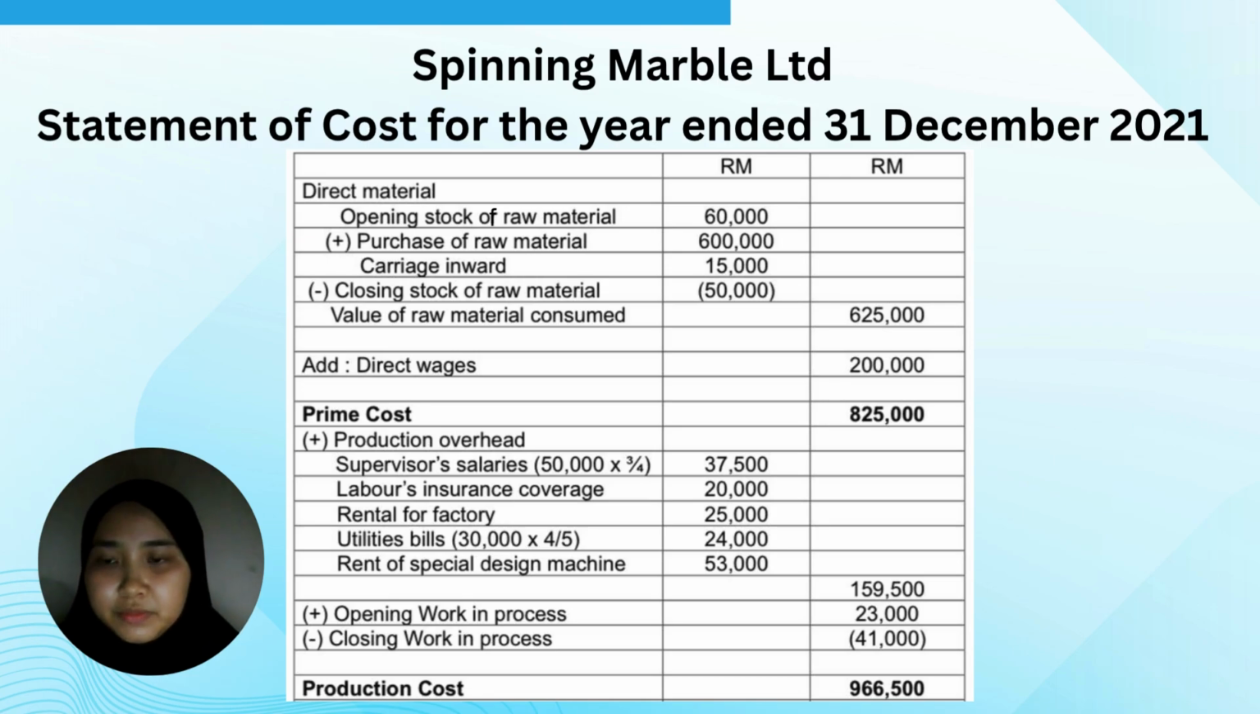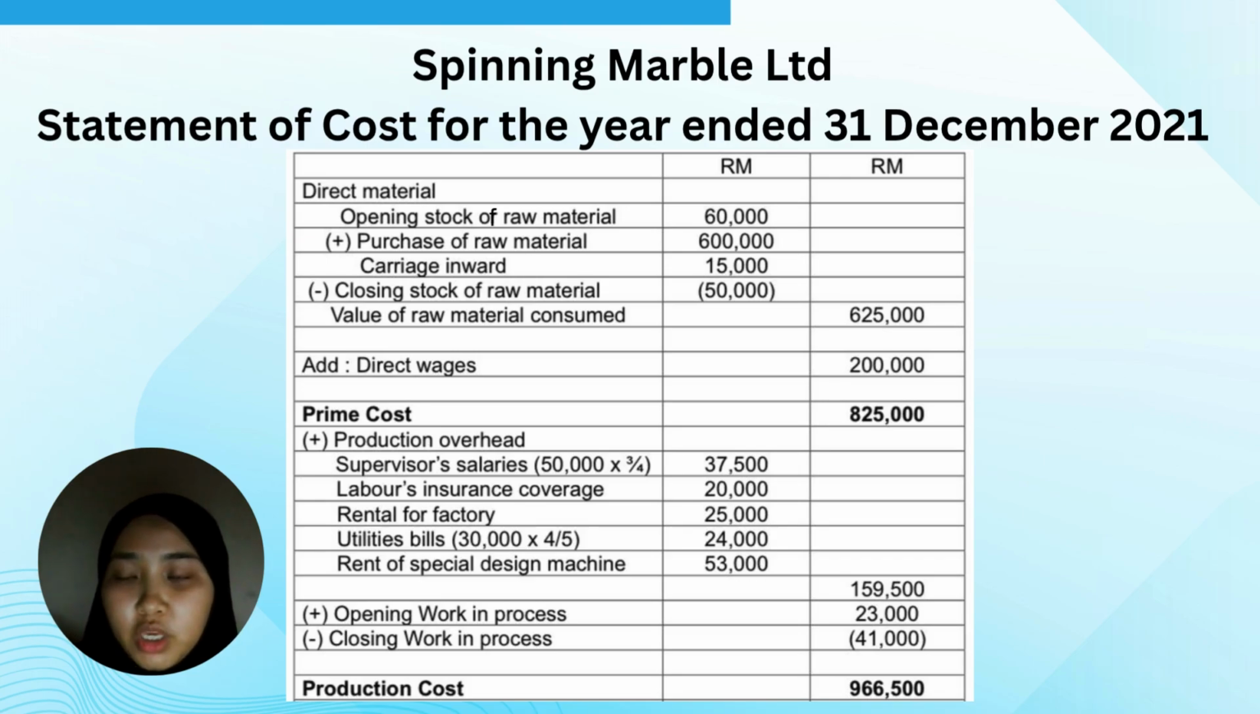Add direct wage of 200,000. So direct material plus direct wage gives prime cost. The total is 825,000. So next is production overhead. In the production overhead, we have 5 items. The first is supervisor salaries.